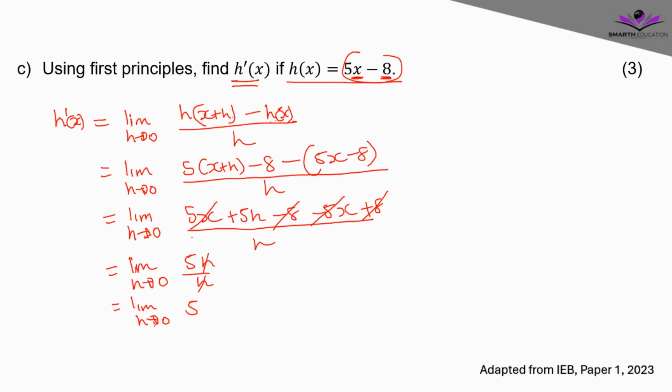But now we don't have an h, so this is a constant, which means we just remain with 5. So the derivative of h of x is equal to 5.